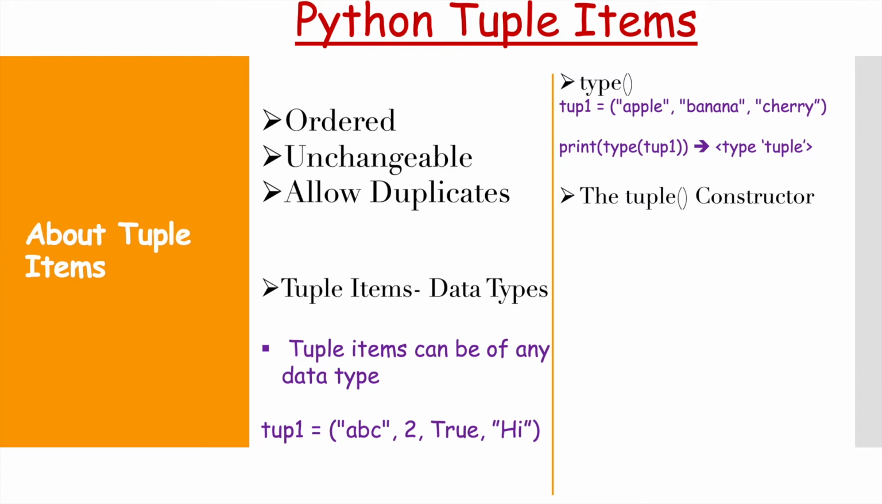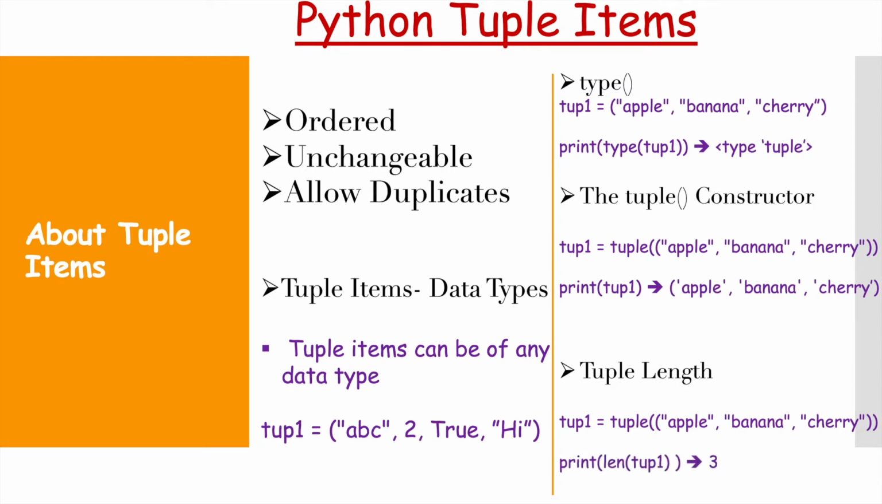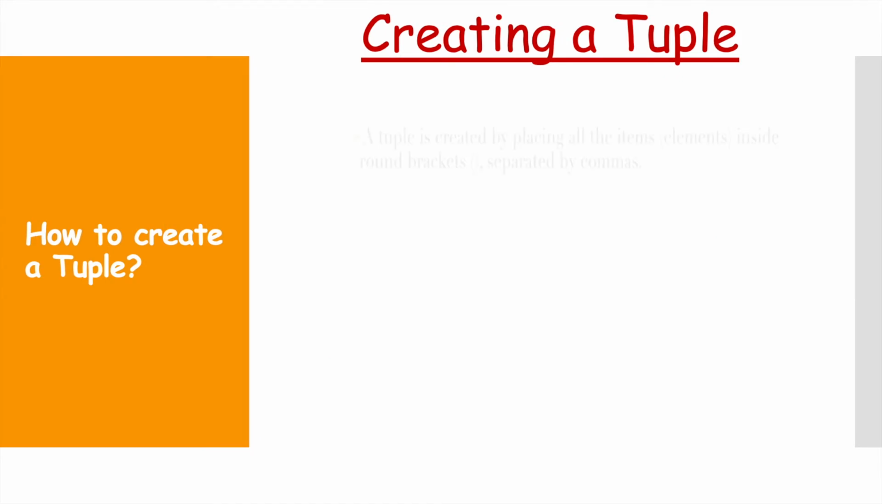There is another way of creating a tuple by using the tuple constructor. This is an example where you're creating a tuple by using the tuple constructor. Note that here there are 2 rounded brackets. One is for the tuple constructor, another is for the values. When you print it, you get the items of the tuple. Now tuple length. If you want to see how many elements are there within a tuple, you can use the length method. Here in this example, you are going to get 3 as the value because you have 3 items.